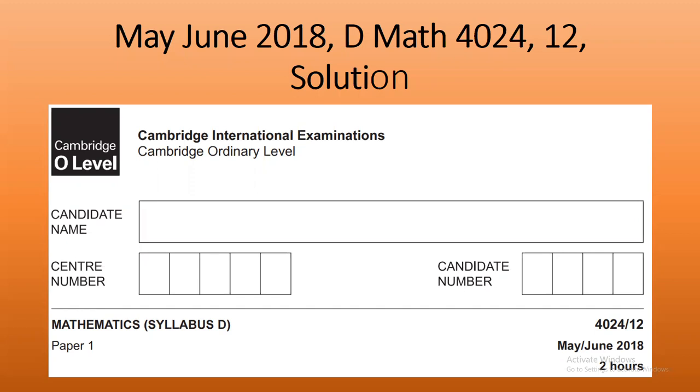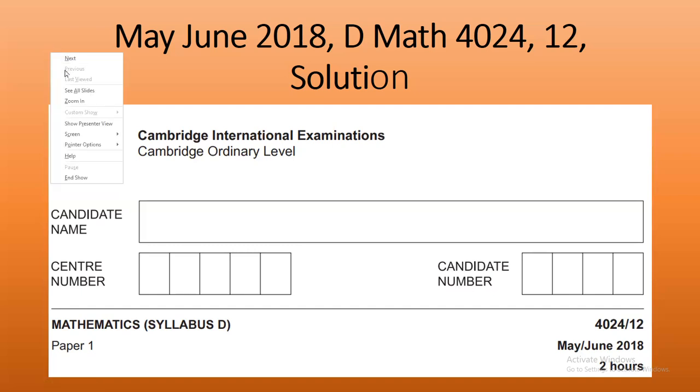Syllabus D. We also call it D Maths 4024. Today we have set our hearts to solve a paper 1, and we have selected May-June 2018 1-2 paper. This paper 1 belongs from the zone 2 or the variant 2. The time allowed for this paper is 2 hours, and in this paper you are not allowed to use a calculator. So let's start today's paper.